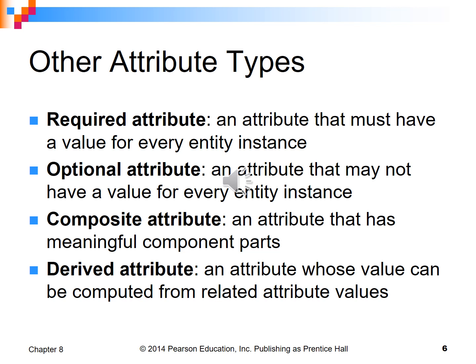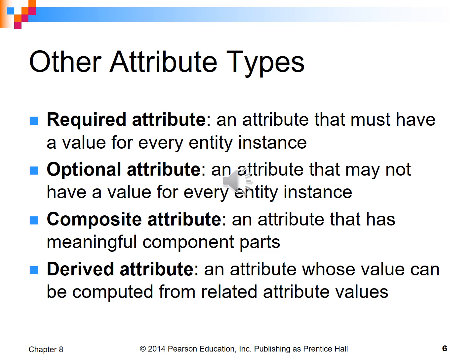Other attribute types: required attribute, which is an attribute that must have a value for every entity instance. Optional attribute, an attribute that may not have a value for every entity instance. Composite attribute, an attribute that consists of more than one attribute. If the ER diagram contains an attribute name, it has a meaning, like the first name, second name, and last name, or middle name and last name.